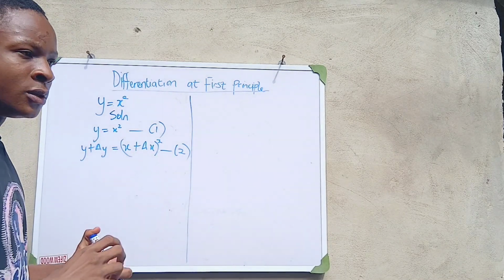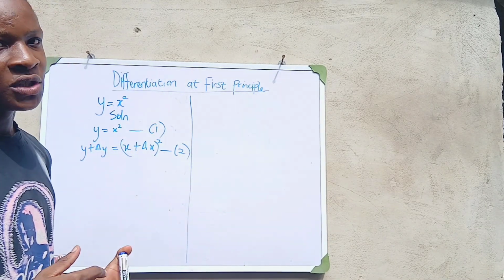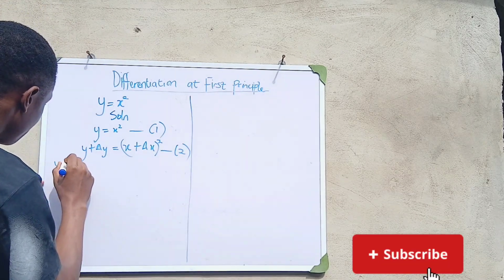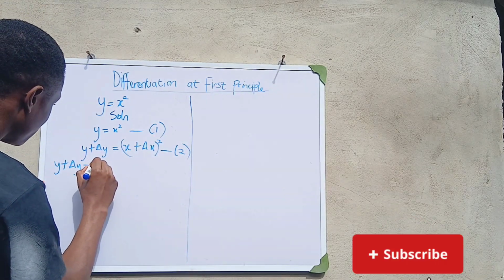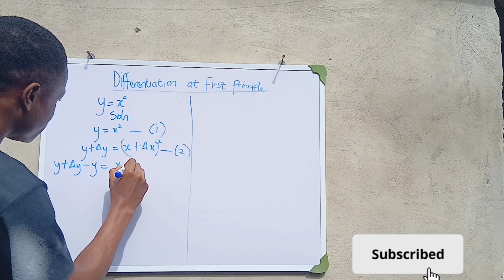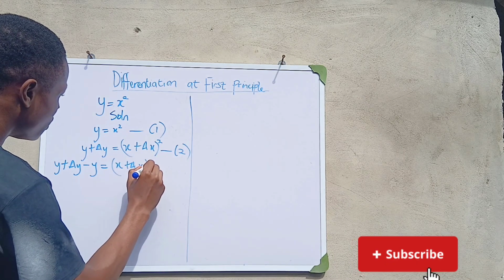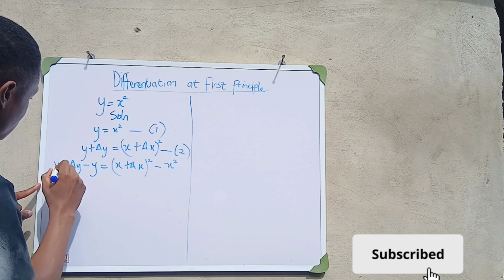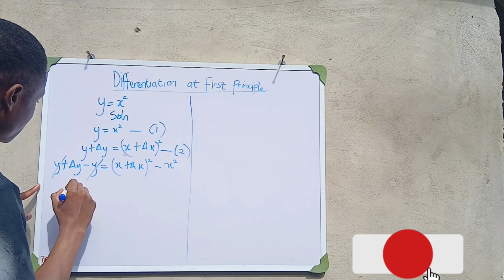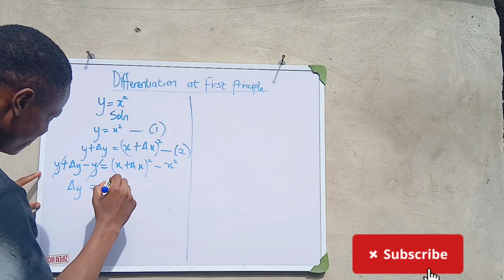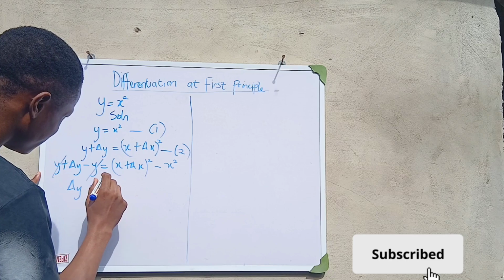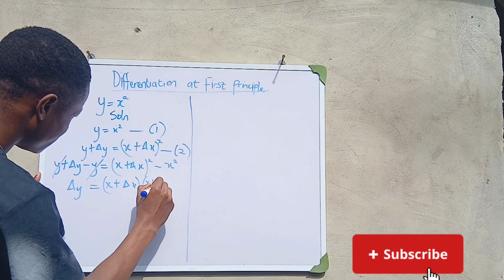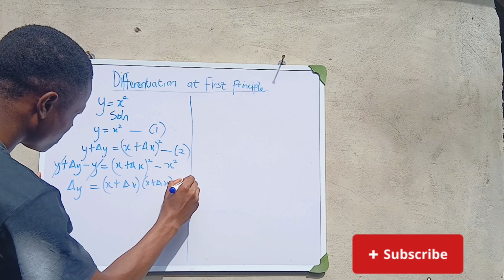So now we are going to subtract equation 1 from equation 2. So we have y plus change in y minus y is equal to x plus change in x all squared minus x squared. So this minus this will cancel out. So we have change in y is equal to x plus change in x times x plus change in x minus x squared.